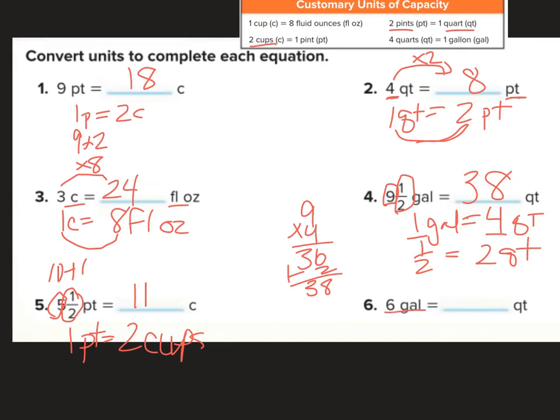Okay, here we have 6 gallons. We know that 1 gallon equals 4 quarts. Okay, so from 1 to 4, I multiplied by 4. I need to multiply 6 by 4 to get my quarts. 6 times 4 is 24.